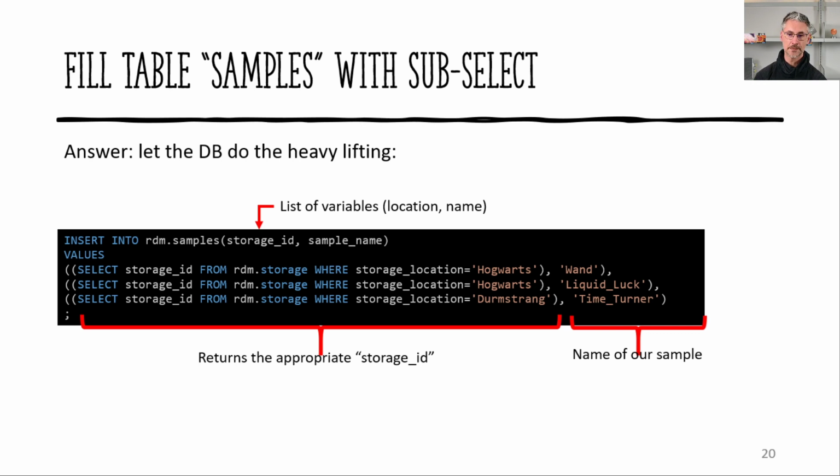So we select the storage ID, this is the value we're interested in, from the storage table, and now the WHERE clause gives us a constraint. And here we can type, for example, manually one of the storage locations we're interested in. And then in brackets, SELECT storage ID FROM RDM storage WHERE storage location equals our string. The return of that is then used as input for storage ID.